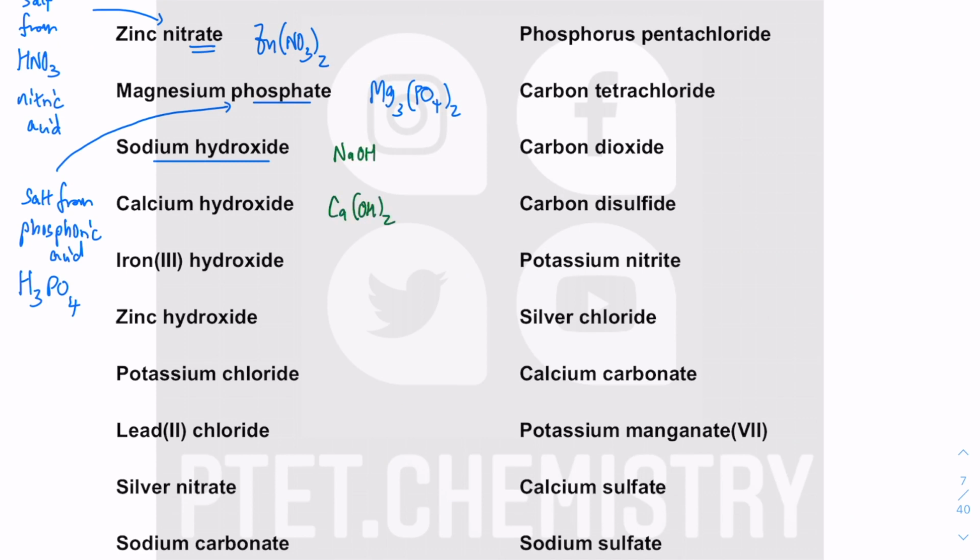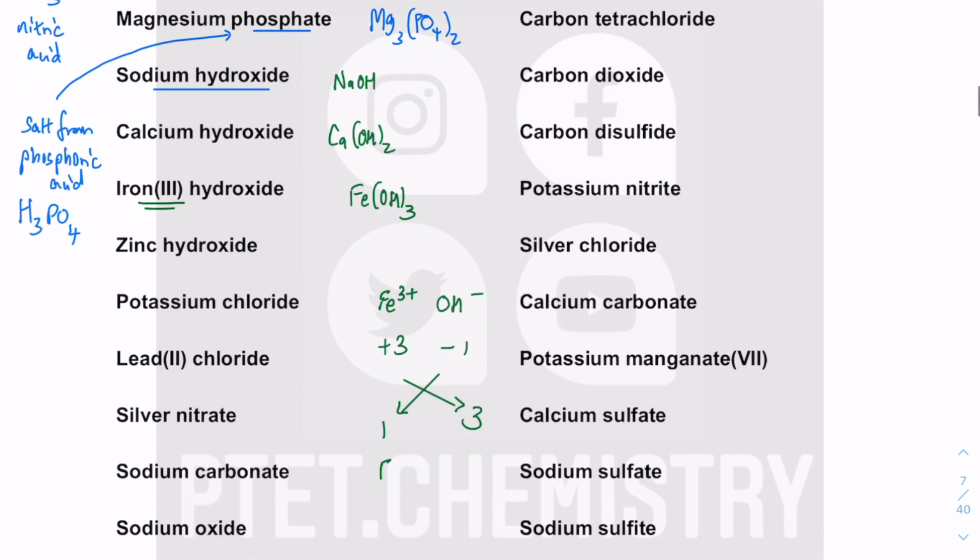The next one is pretty much the same thing, iron 3 hydroxide. I hope you can get Fe(OH)3. I'm just going to show it very quickly. Plus 3, minus 1. So I'm slowly increasing in pace. As you do these things, you need to get faster and faster. So this is Fe3+, and then there's 3 OH-, such that you get Fe(OH)3.